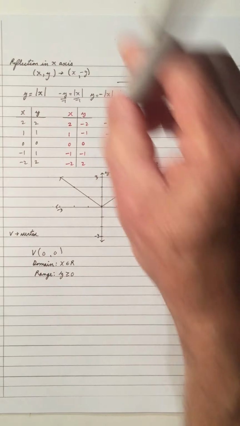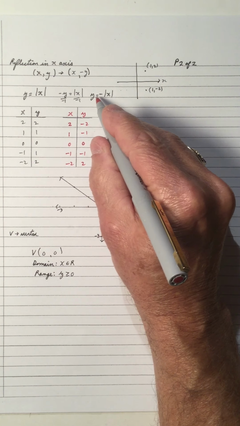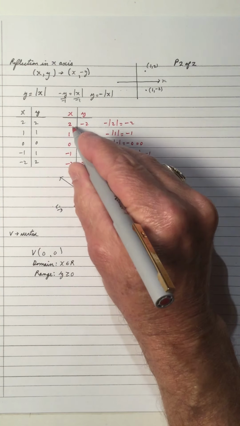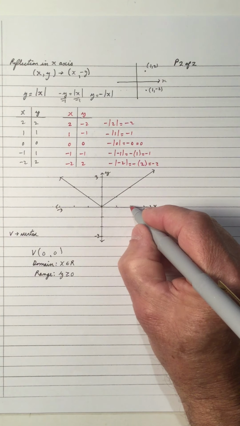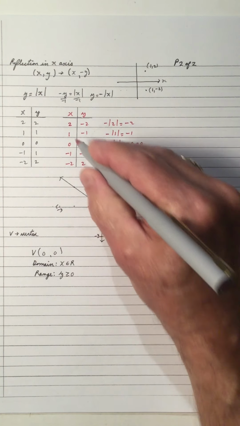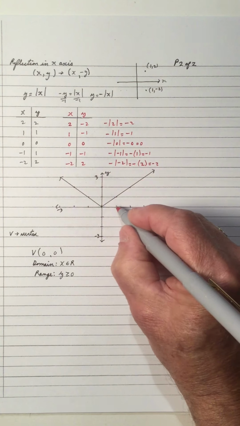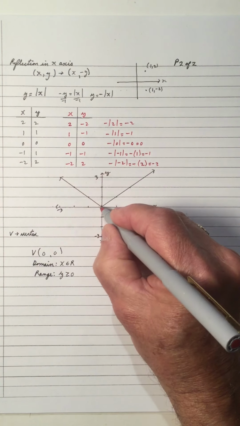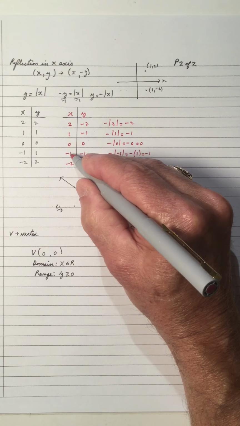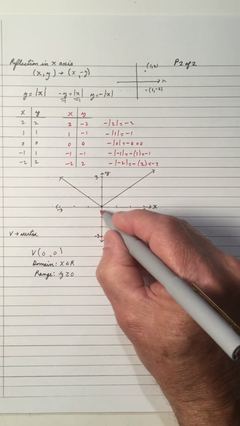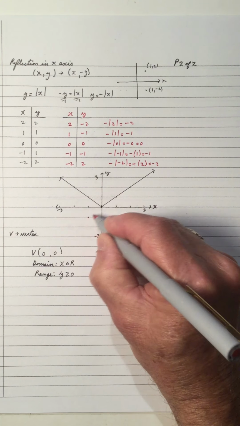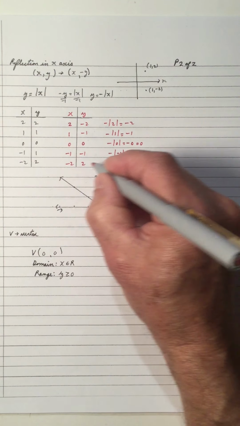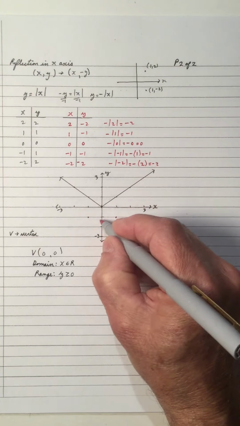But what about the reflecting in the x-axis? So let's graph these ordered pairs. When x is 2, y is negative 2. When x is 1, y is negative 1. When x is 0, y is 0. When x is negative 1, y is negative 1. When x is negative 2, y is negative 2. I forgot to put the negative there.